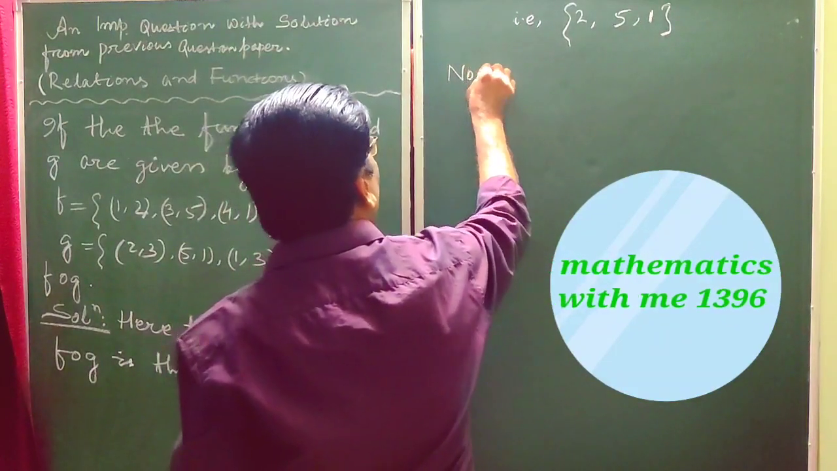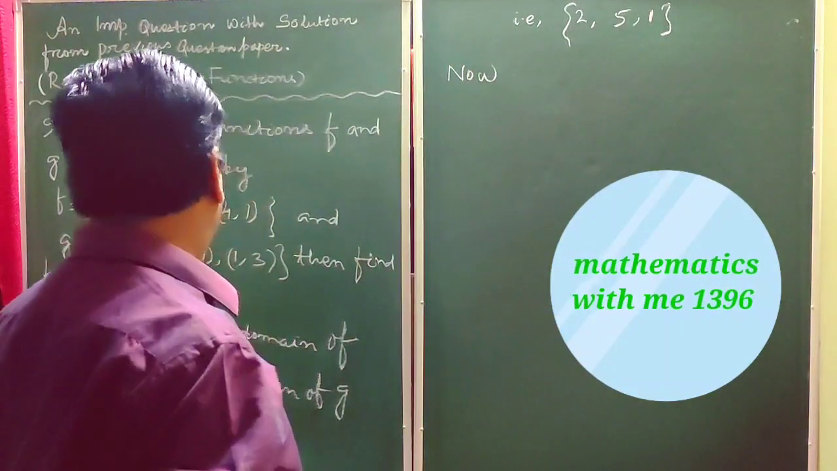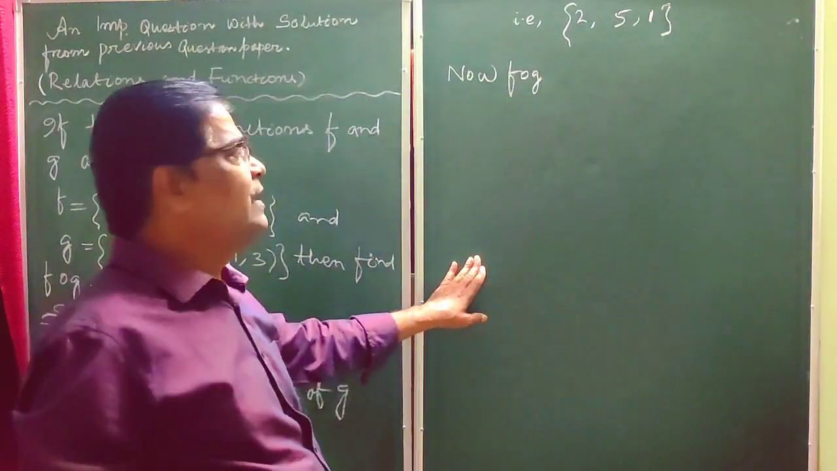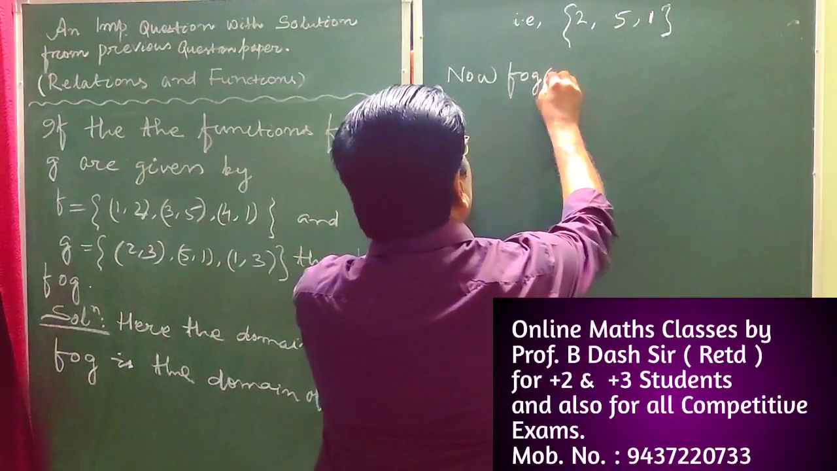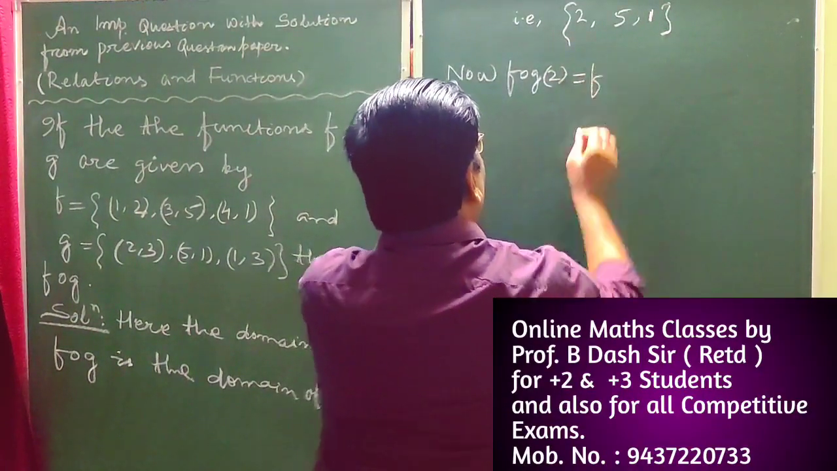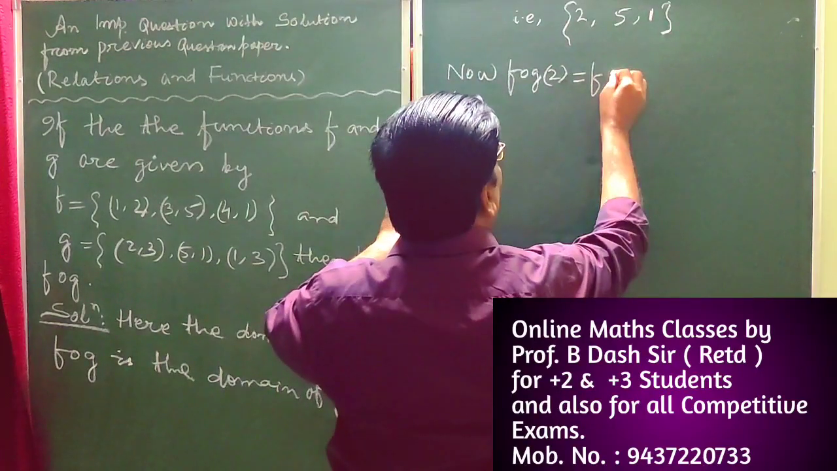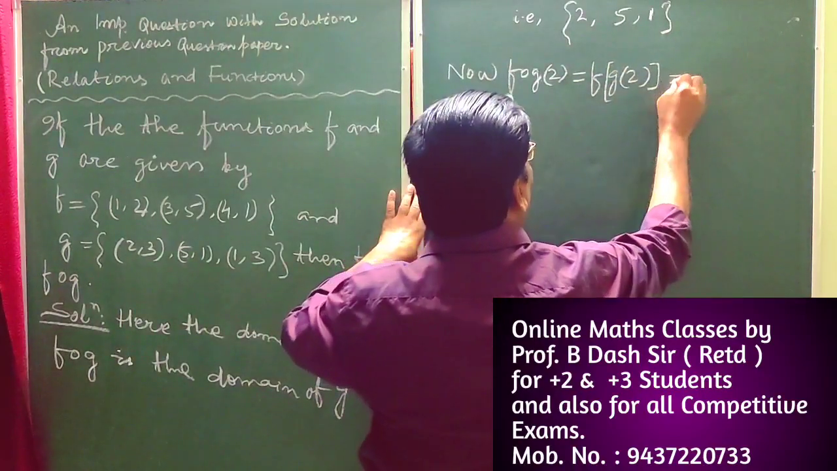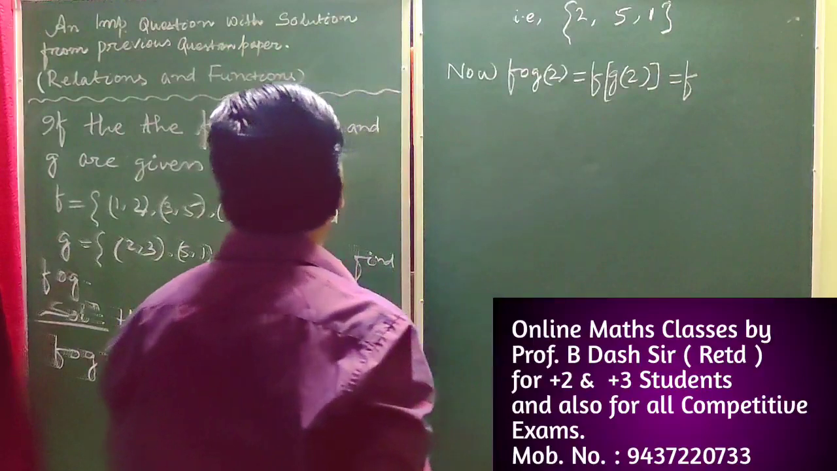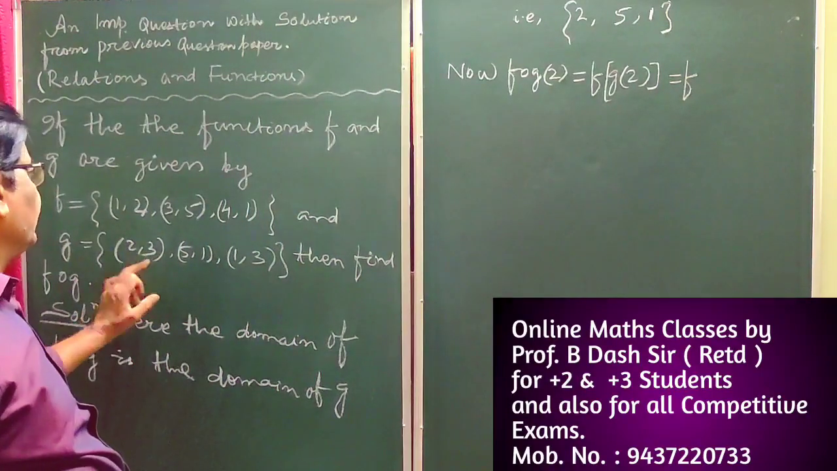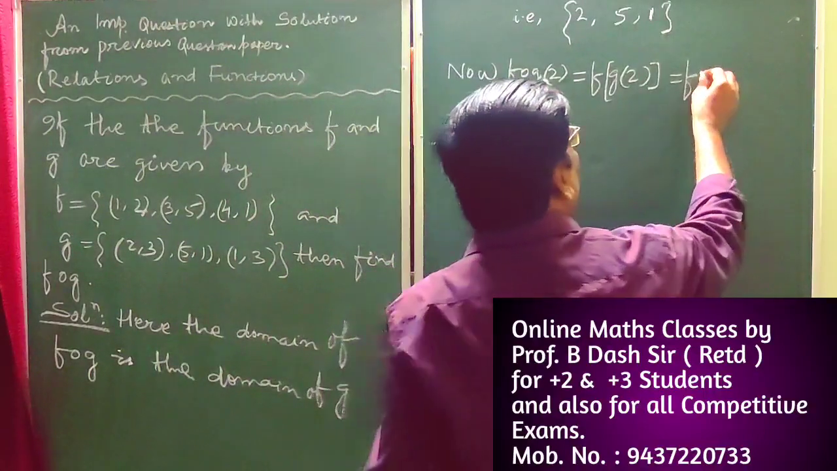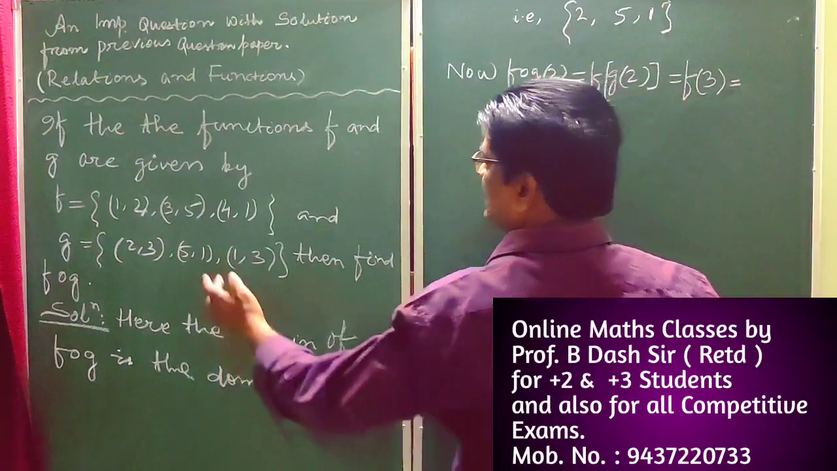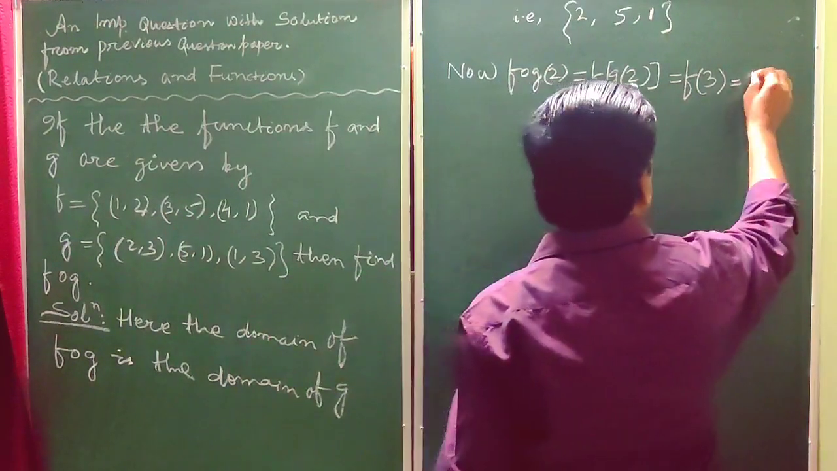Now, f o g of 2 is equal to f(g(2)). Here g of 2 is 3, so this is f of 3. And here f of 3 is 5.